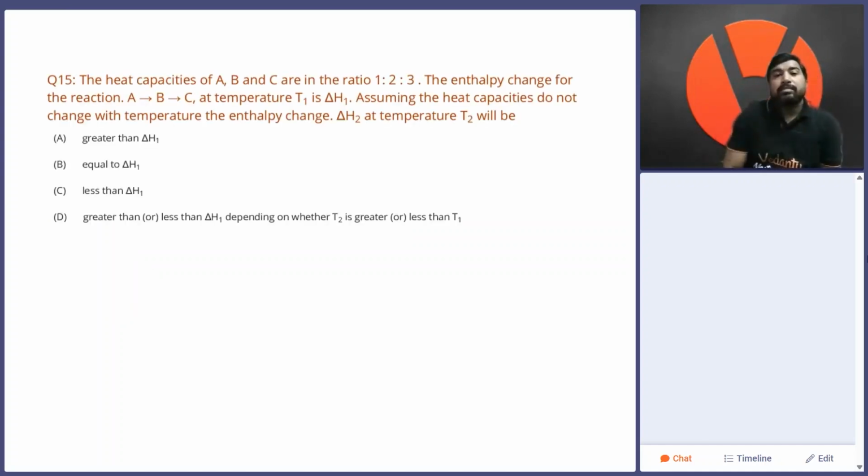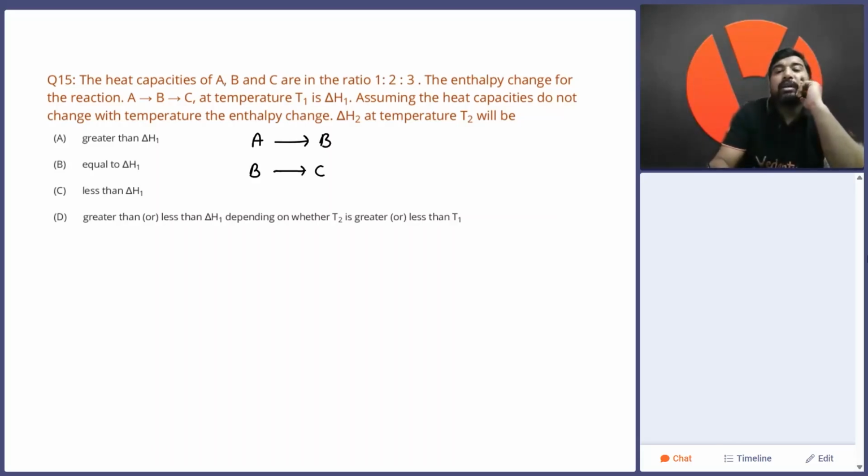Question number 15 says that the heat capacities of A, B, and C are in the ratio of 1, 2, and 3. The enthalpy change for the reaction A gives B, B gives C, at temperature T1 is delta H1. Assuming the heat capacity does not change with temperature, then the enthalpy change delta H2 at temperature T2 will be. So for the reaction A gives B, and then B gives C.